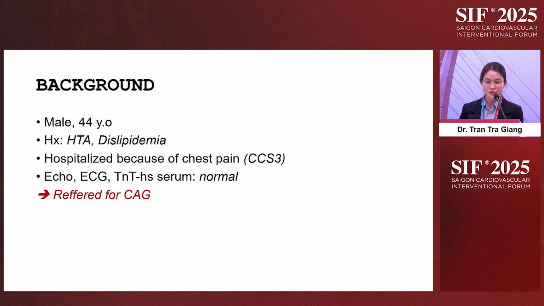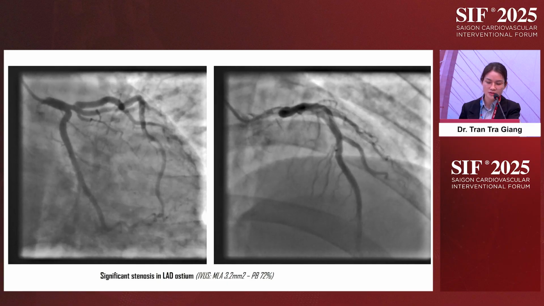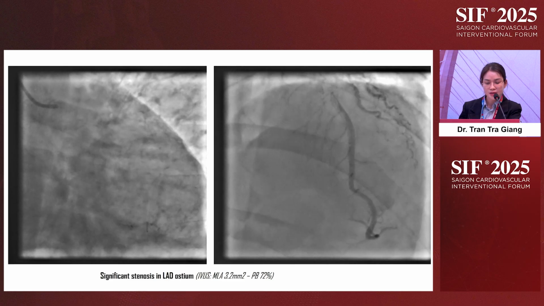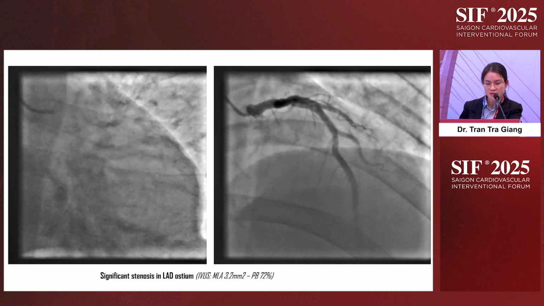So I go directly to my patient: a male, 44 years old, very young, with high risk factors of hypertension and dyslipidemia. The patient came to my hospital due to chest pain, CCS 3. We checked the ECG, which was normal, and we moved the patient to the cath lab and checked the coronary angiography.